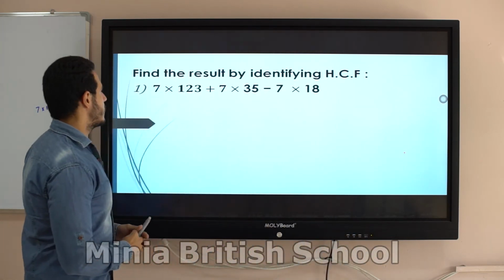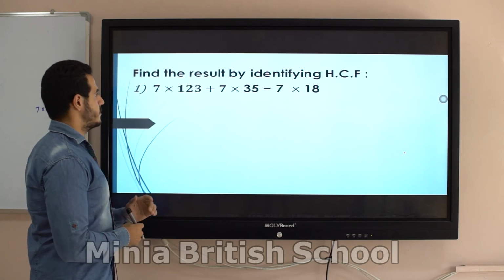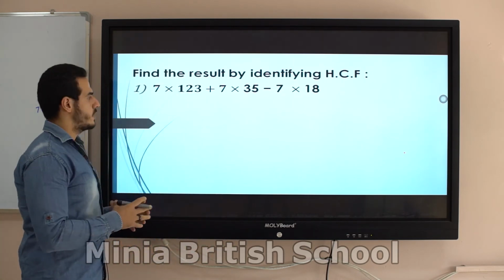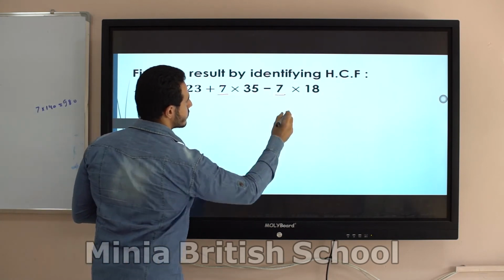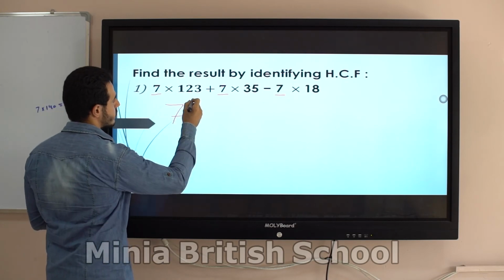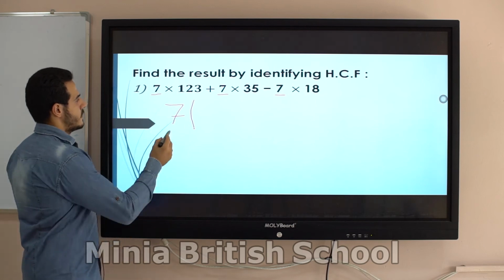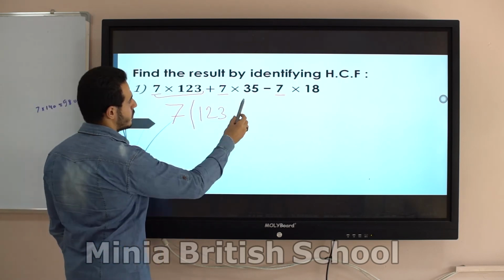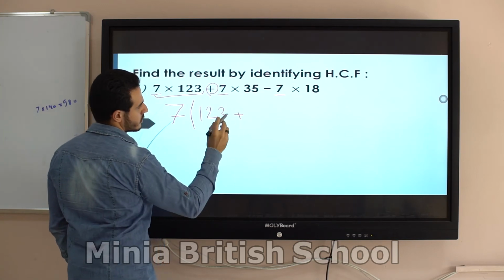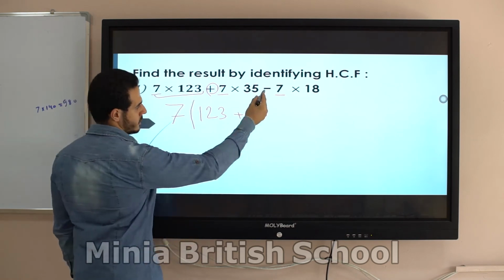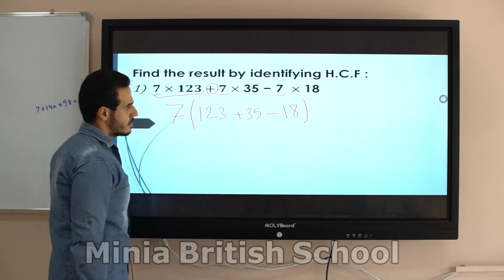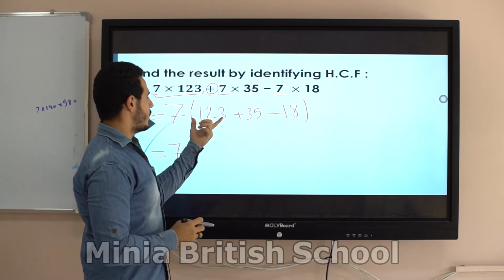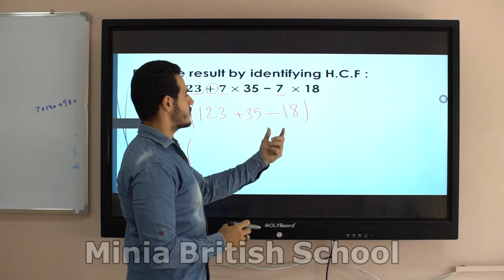So last one. 7 times 123 plus 7 times 35 minus 7 times 18. Okay. What's the common factor here? You have 7, 7, 7. So I will take the highest common factor from all of them, 7. Okay? The first term divided by 7 will be 123. And second term will be plus, write the same sign. 35 minus 18. Okay? Equals 7 times 123 plus 35 minus 18.